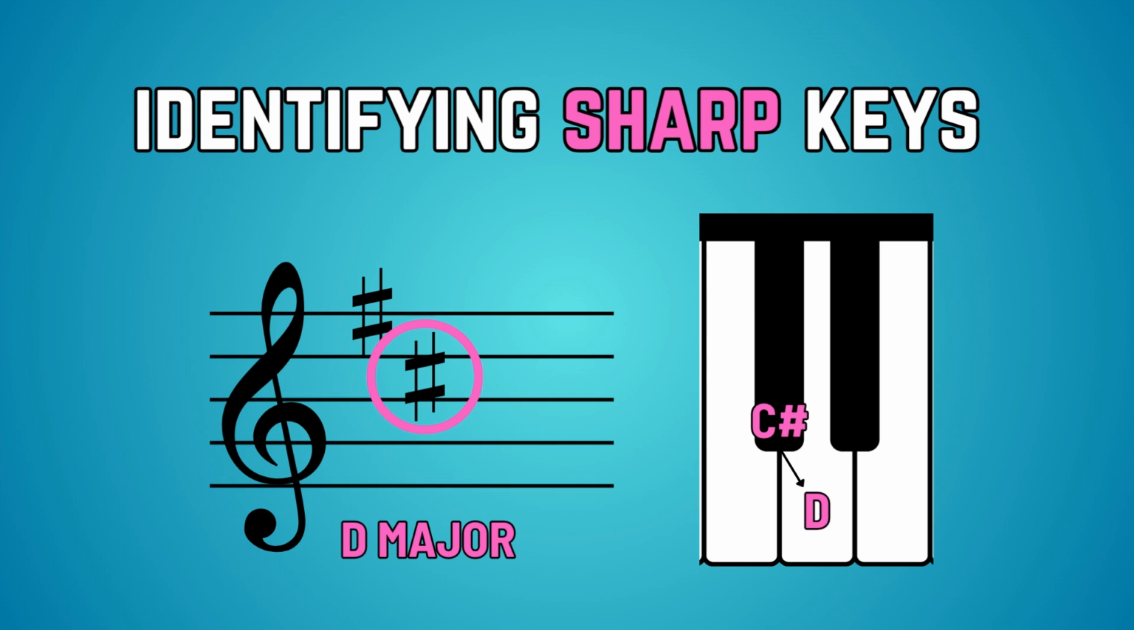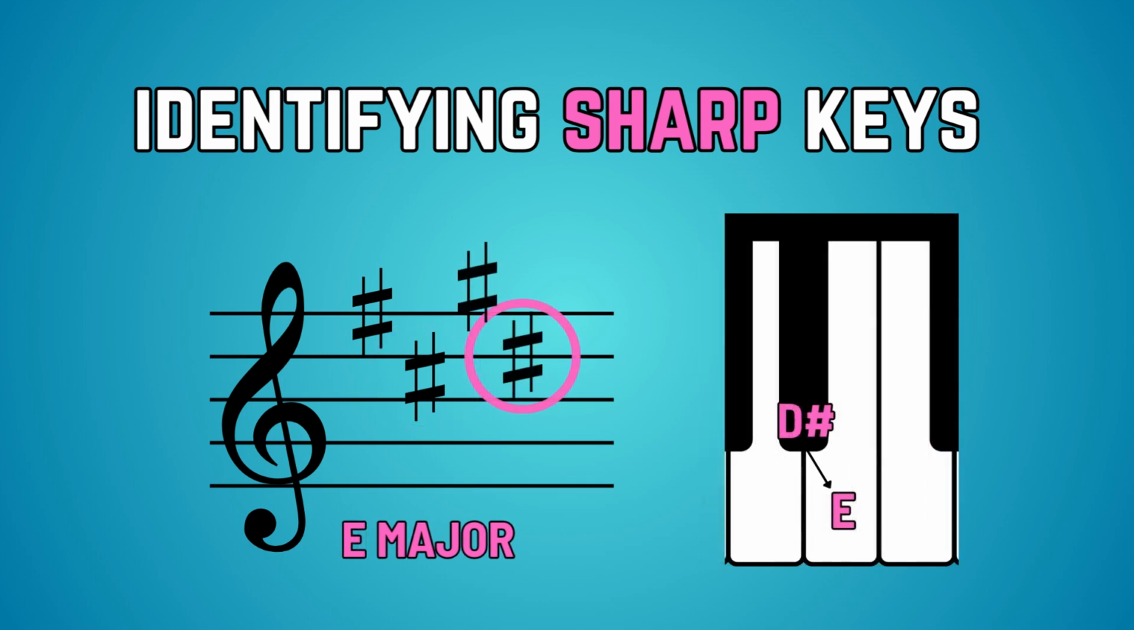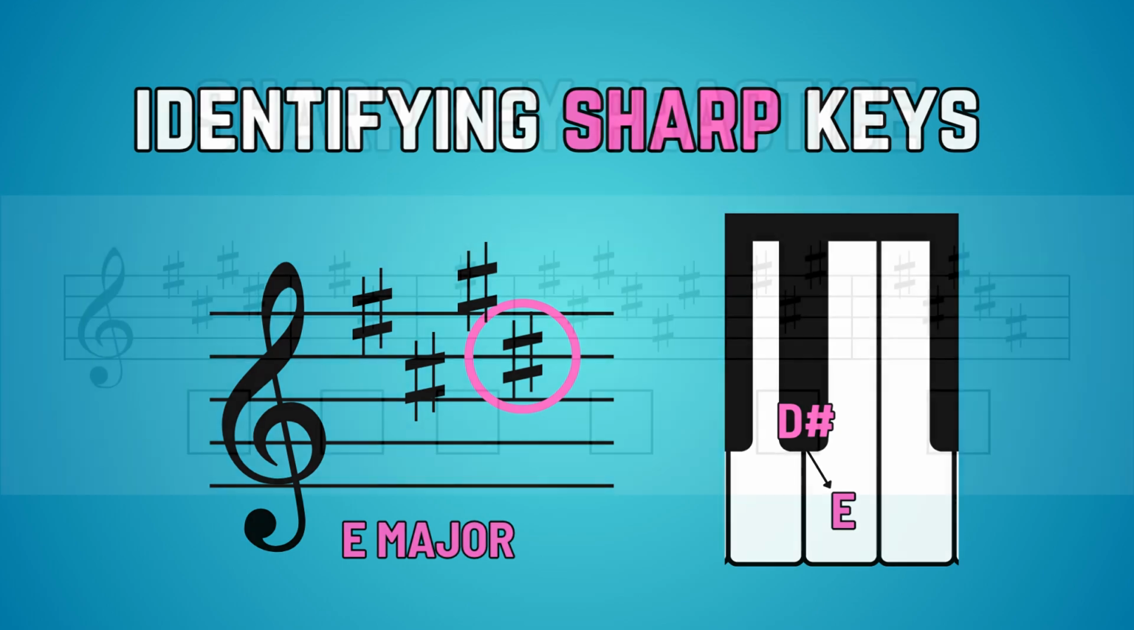Let's try one more together. This key signature contains four sharps. The final sharp is D sharp. One semitone above D sharp is E, so the key is E major.